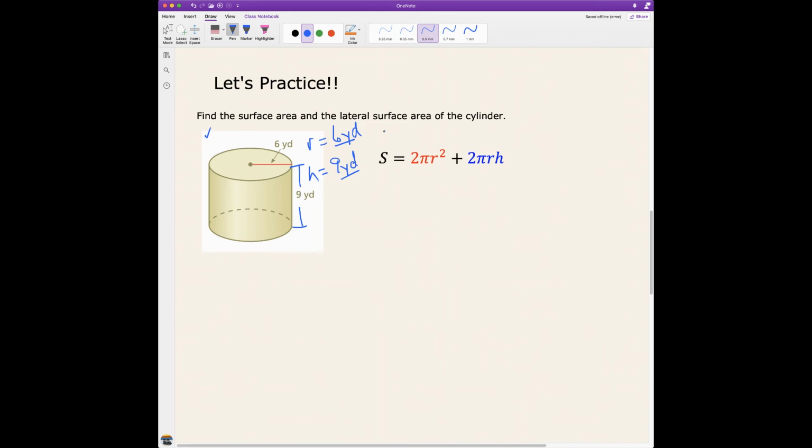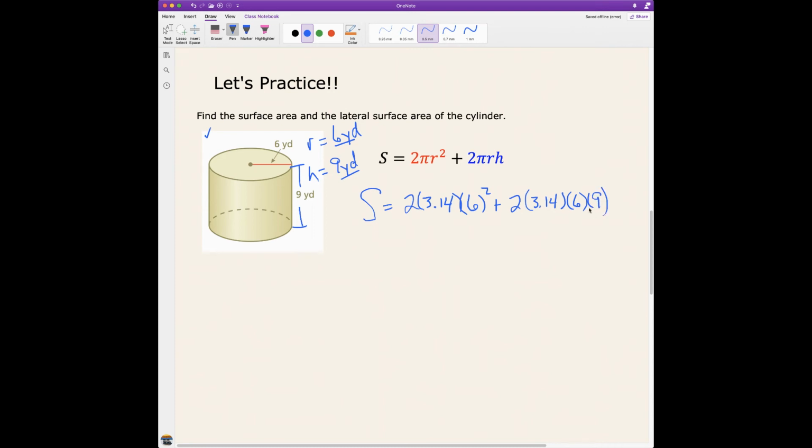So we just take these two numbers and we plug them into our formula. So surface area of the cylinder is 2 pi. Again, we will use 3.14 like we've been using all along. 2 times 3.14 times the radius squared. So times 6 squared plus 2 times 3.14 times the radius times the height of the cylinder.